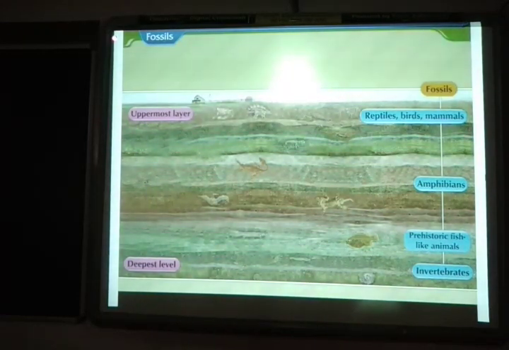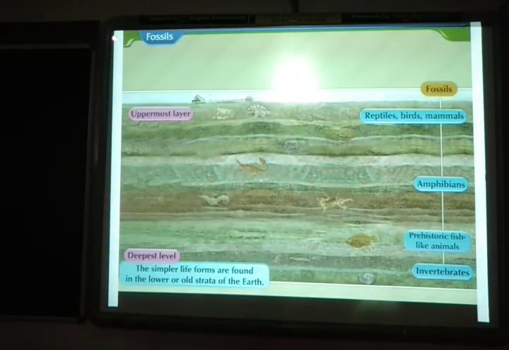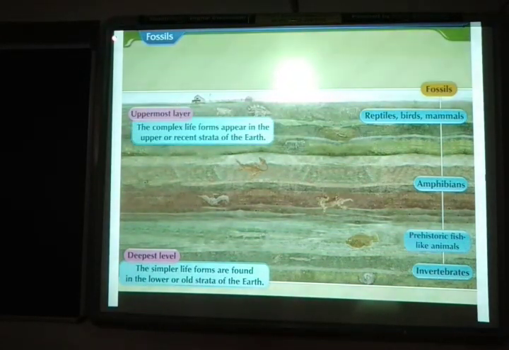This record suggests that the simple life forms are found in the lower or the old strata, while the complex forms appear in the upper or recent strata of the earth.